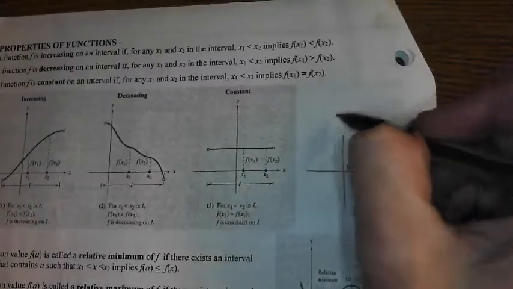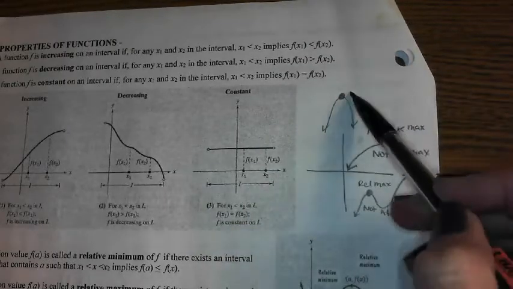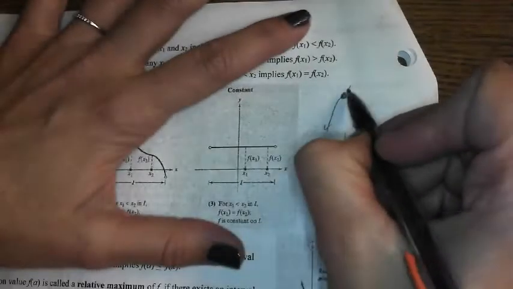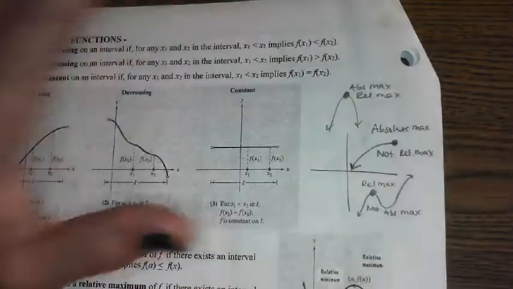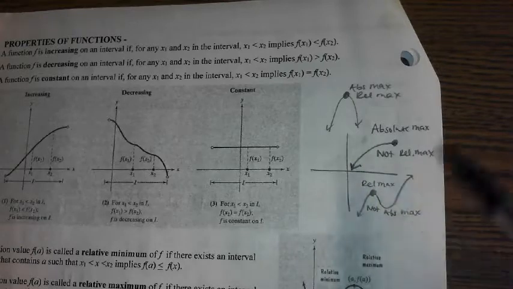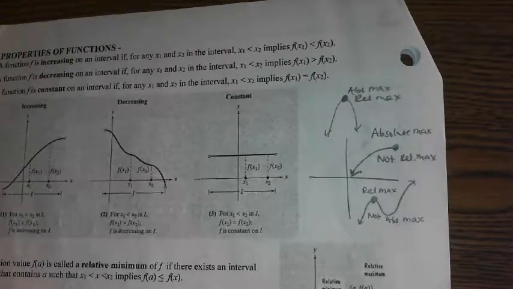So just on a basic parabola, that's the absolute max. That's also a relative max. So you can be both. You can be one but not the other in either order. Any questions on that?